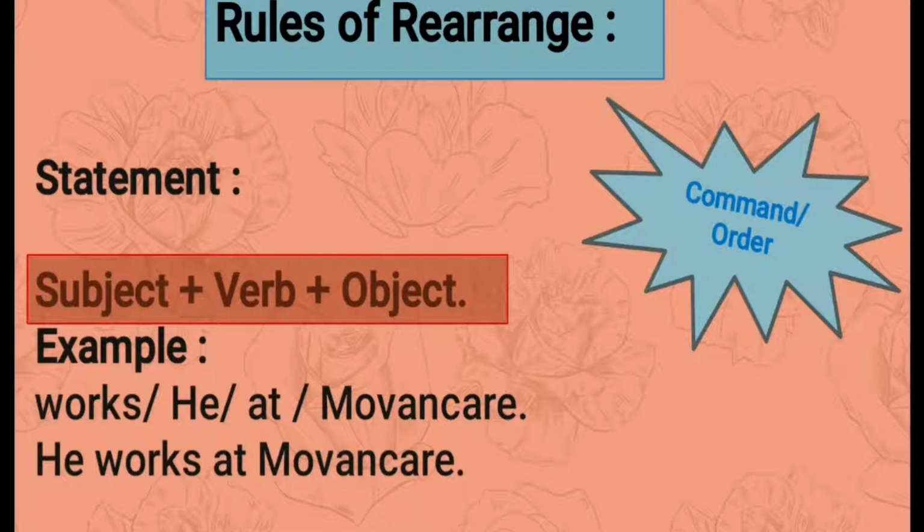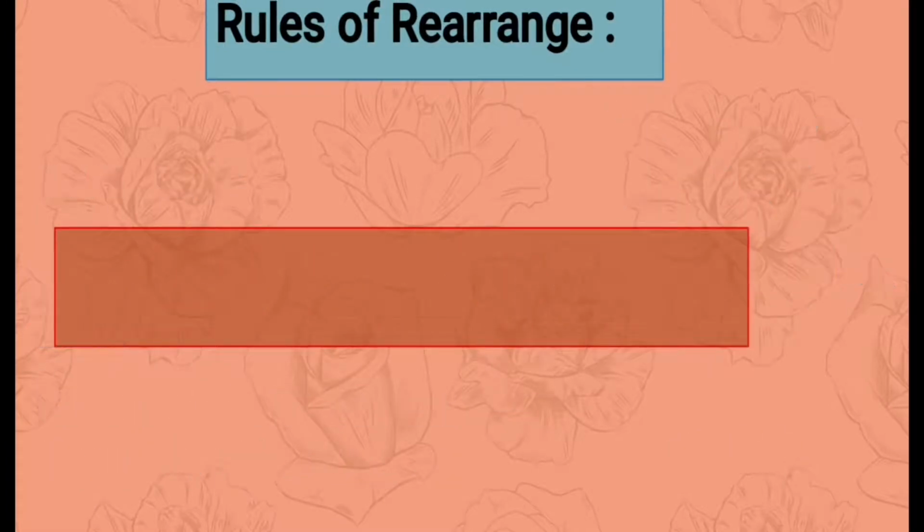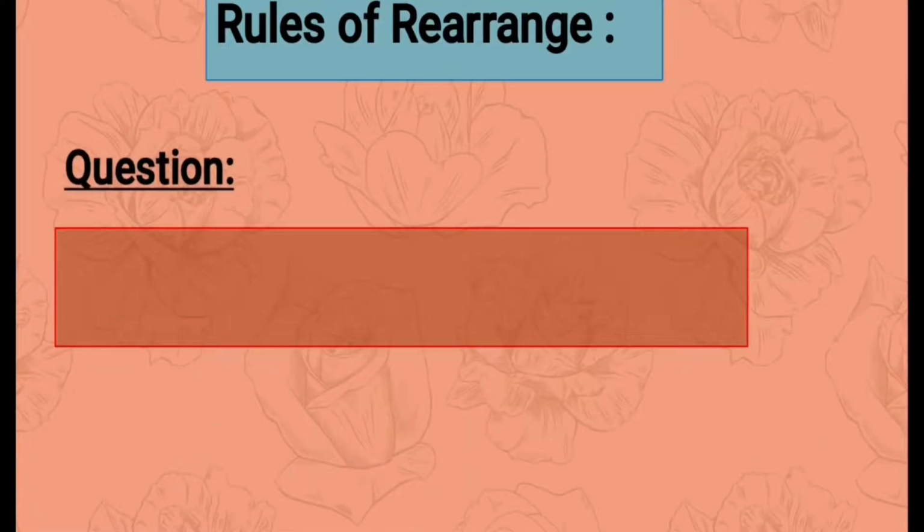Okay, now what to do in case of a question? If there is any questioning sentence and you can find a question mark at the end of the sentence, that time you have to follow two structures. One, if there is any WH word, that time one structure. If there is no WH word, that time it will be another structure.